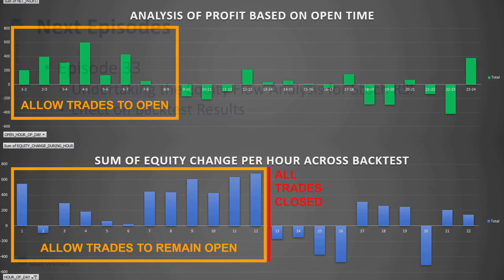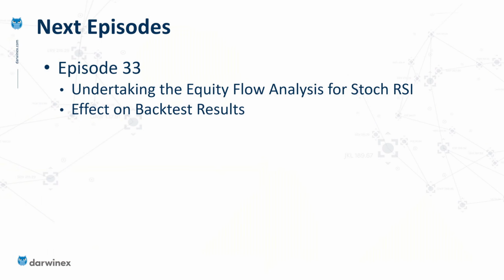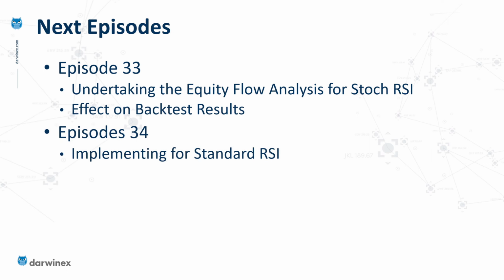I'm now going to move forward in the next episode and actually undertake that analysis for the stochastic RSI strategy. I'll then implement rules based on what we find, and we'll take a look at the effect on the backtest results that we've been building up so far in the series. And then in episode 34, I'll do exactly the same for the standard RSI indicator.